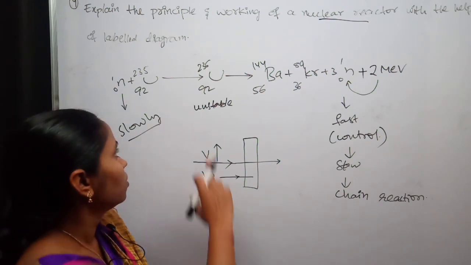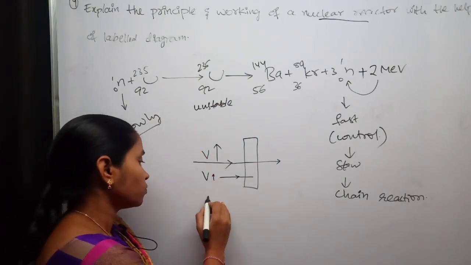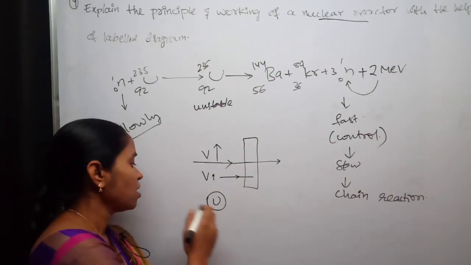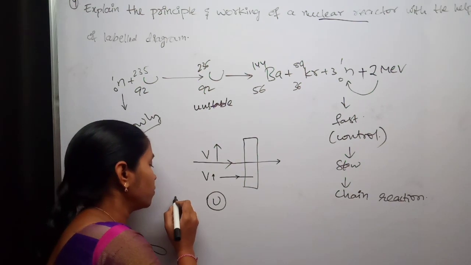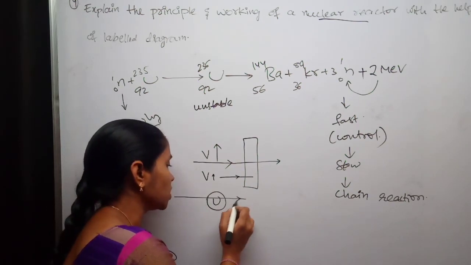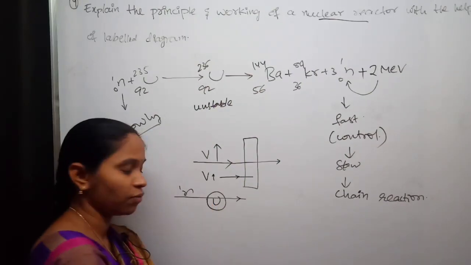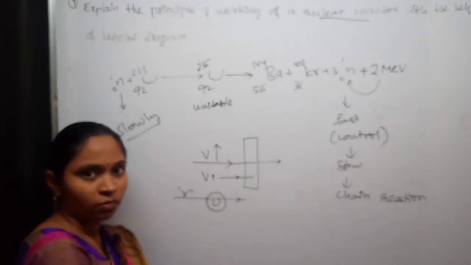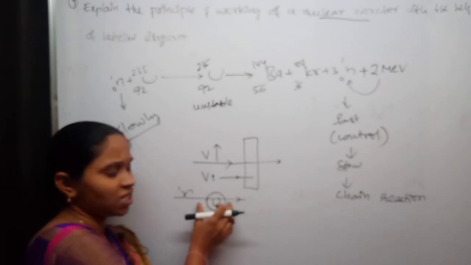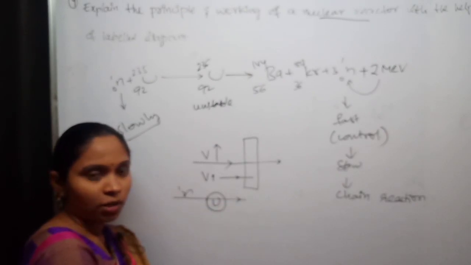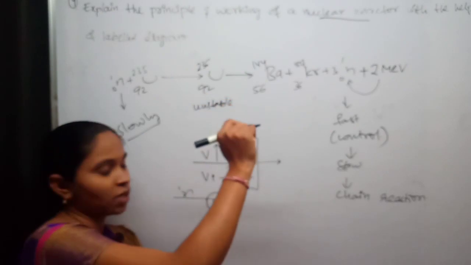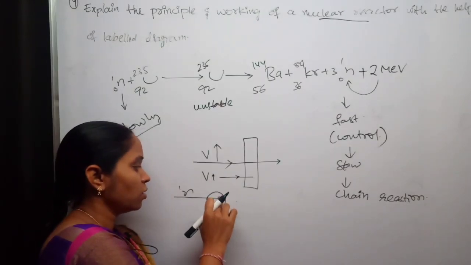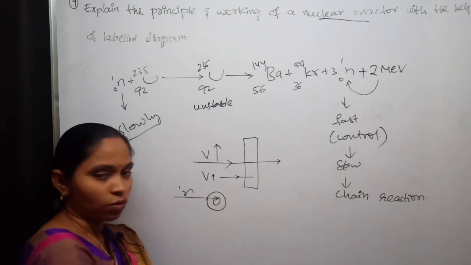In the same way, for the neutron, if this is a uranium nucleus, and if the neutron is moving very fast, what happens, it will penetrate through this nucleus. It won't break this nucleus. If you take a slowly moving neutron, what happens, it will remain in this nucleus only.